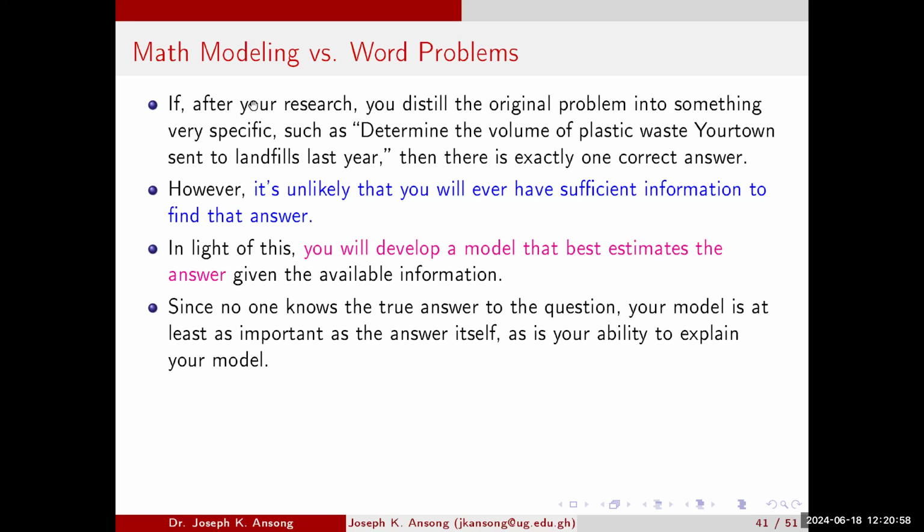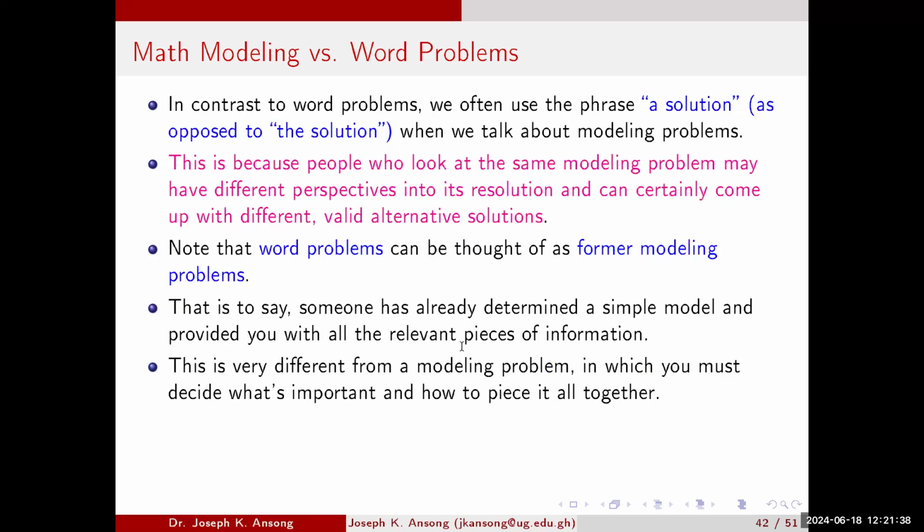Given all of that, you would use it to develop a model that best estimates the answer given the available information. Since no one really knows the true answer, and if somebody had already done a study you probably would not be doing it, it's most likely that nobody has done a study about this and you are the first person doing this. So your model is at least as important as the answer itself, as is your ability to explain what your model is doing. So that is important.